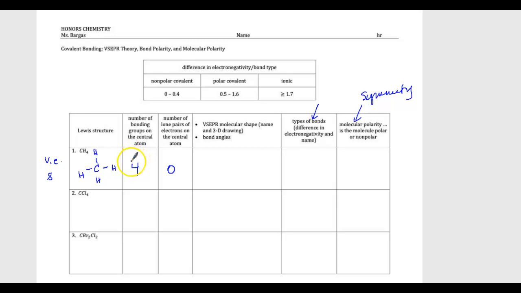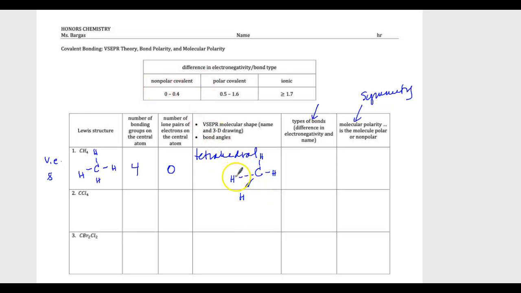a molecule that has 4 bonding groups and 0 lone pairs has a molecule shape of, this is called tetrahedral, and I'm talking about molecule shape now, not electron shape. It would look like this in 3 dimensions. This is where I would draw the wedges and the dashed lines. Okay, so there's my tetrahedral.